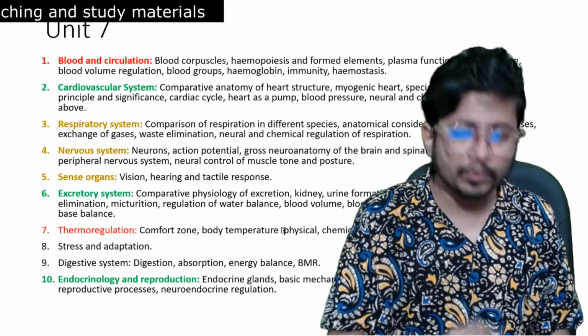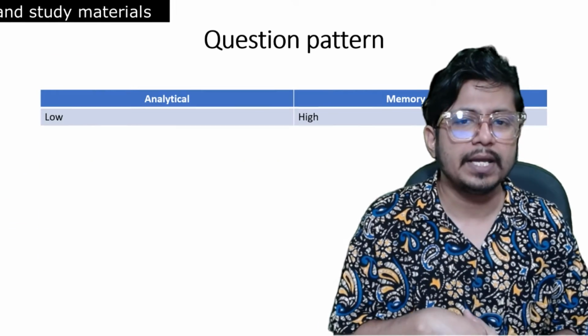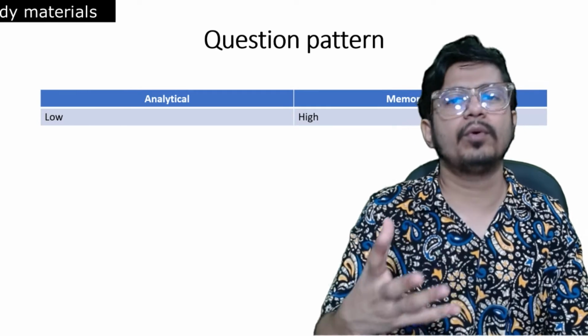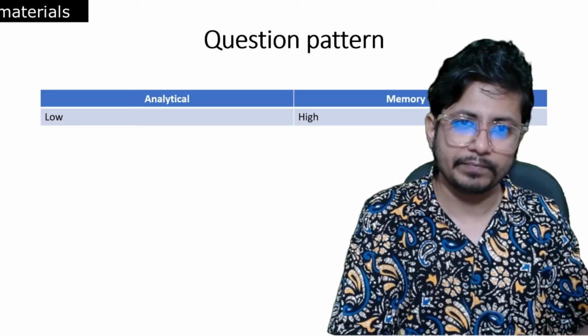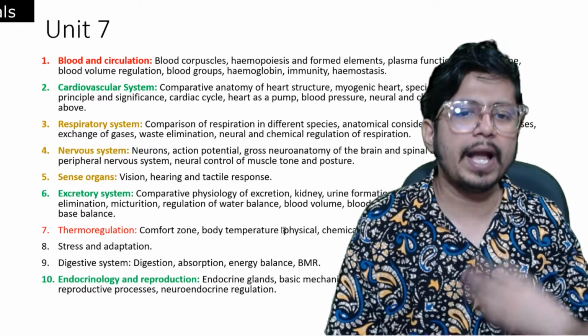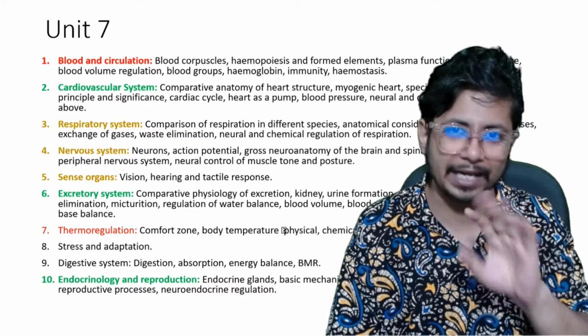Okay. Let's move on to the question pattern discussion now for you. The question pattern in unit 7, human physiology. There will be more memory based questions than analytical questions. Now tell me one thing, if you look at this syllabus, where are you going to get the idea about animal physiology? This is human physiology, there is no animal physiology.